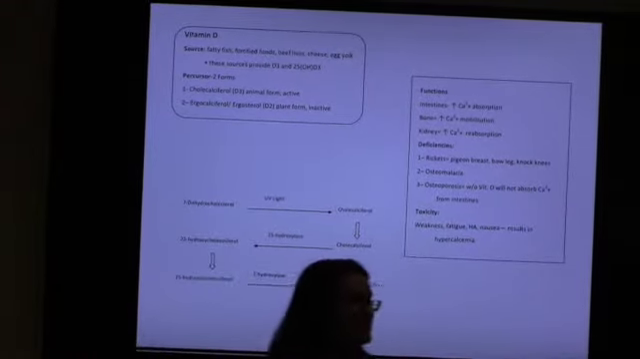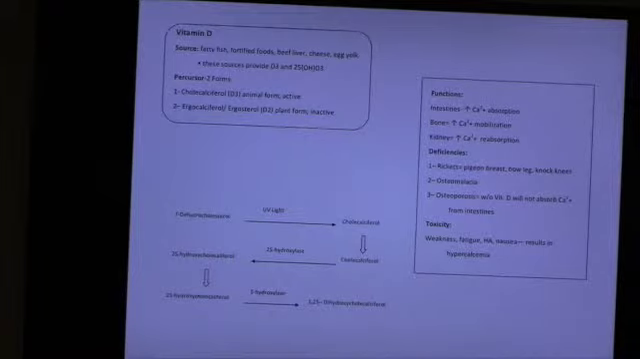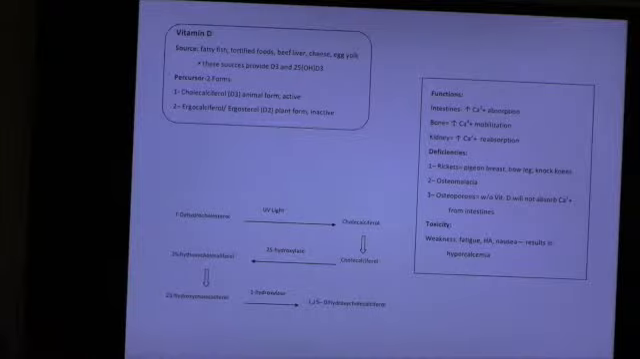Functions. What does vitamin D do? Anybody know? It does a lot of stuff. In the intestines, it increases the absorption of calcium. In the bone, it increases the mobilization of calcium. In the kidney, it increases the reabsorption of calcium. Thus, vitamin D is really important for your calcium. If you have a deficiency, it's going to be associated with stuff that has to do with calcium.